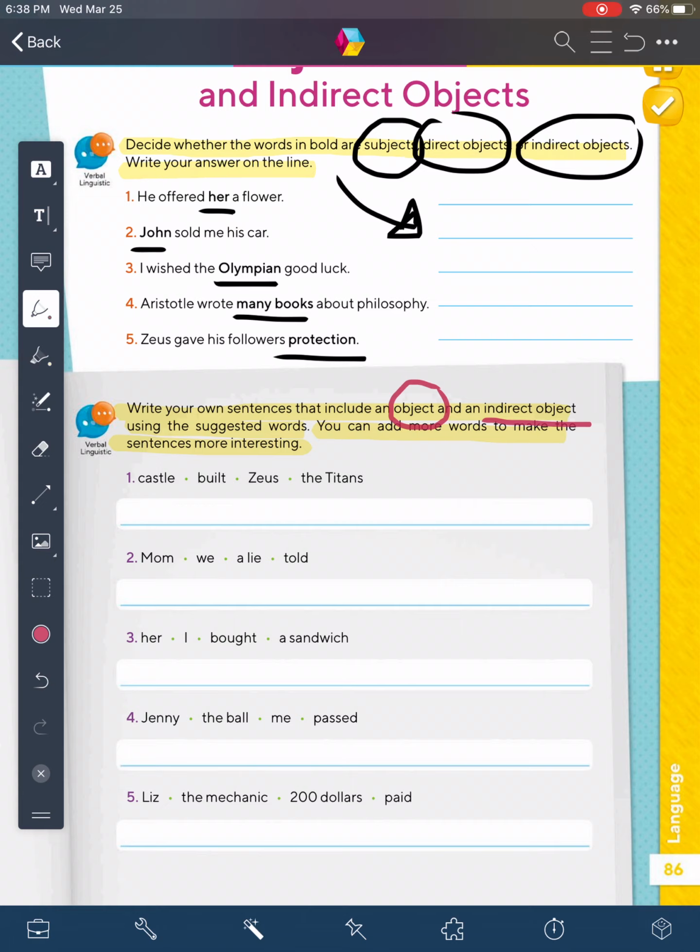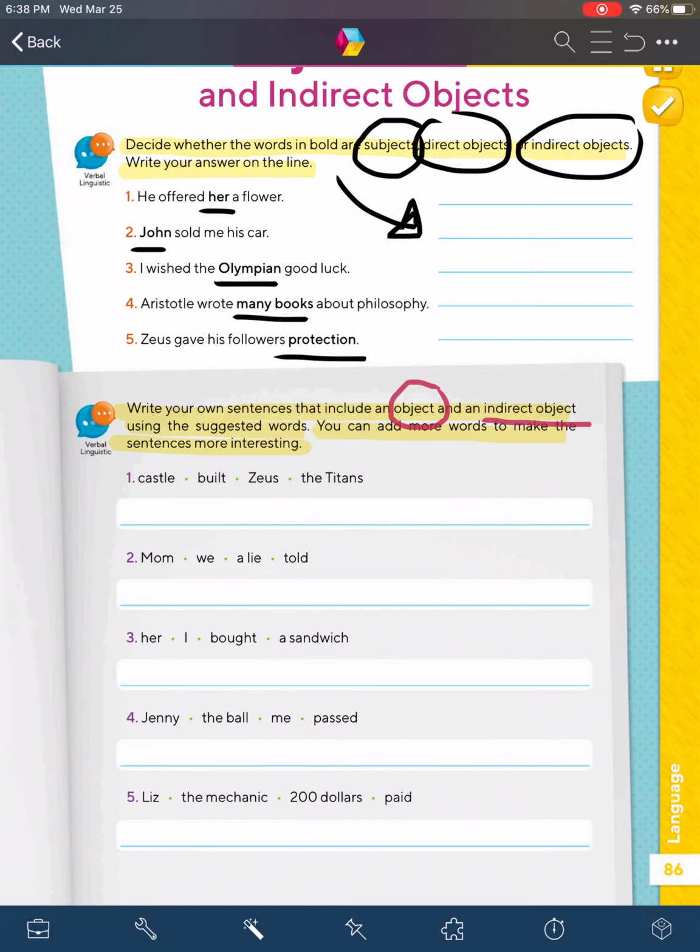Okay? Can you do me that favor? Thank you. That will help you a lot to differentiate between one and the other. Okay? Keep working.